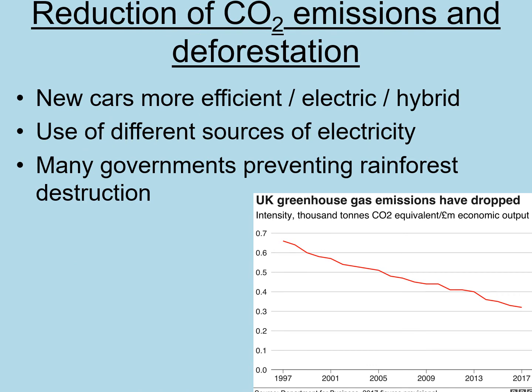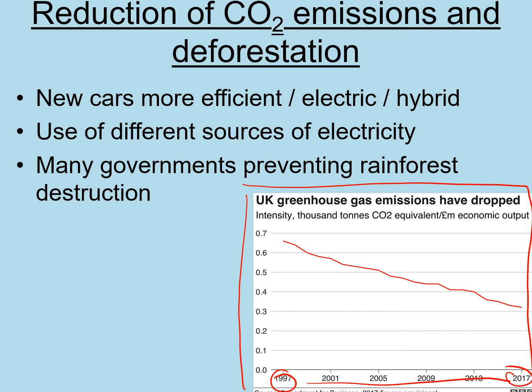The next thing we're looking at is the reduction of CO2 emissions and the reduction of deforestation. So on this graph here in the corner, you can see that UK greenhouse gas emissions have dropped. We looked at from 1997 all the way up to 2017. And if you look at this red line here, you can see it's clearly going down. That's because we are making a good effort to reduce our carbon emissions. We could be doing better, but it's better than nothing, I guess.